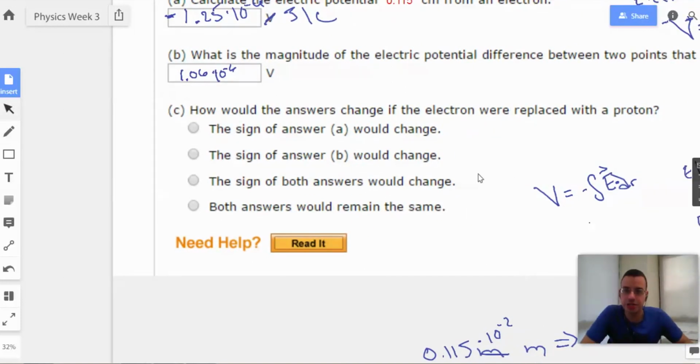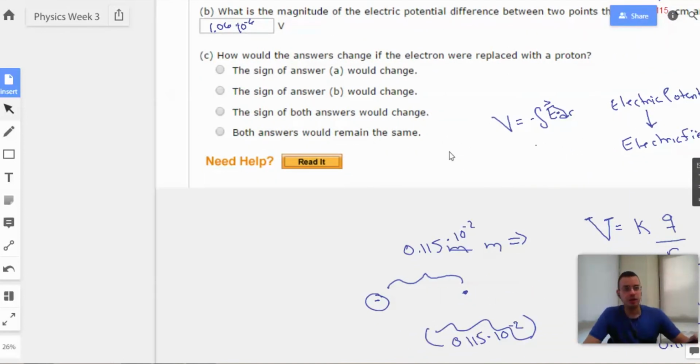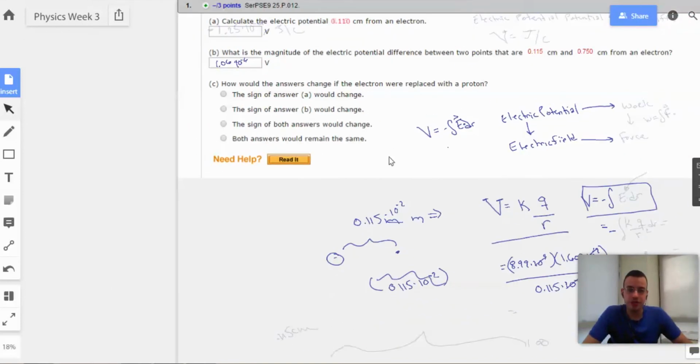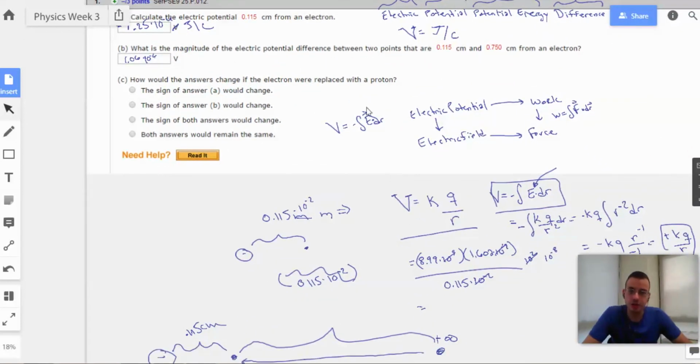Alright, then part C, how would the answers change if the electron were replaced by a proton? So this goes back to what we discussed earlier. We just got to see when the charge matters and when it doesn't. So voltage is kq over r. Therefore, even though voltage is a scalar, it can be positive or negative. Therefore, this q, if it's a proton as opposed to an electron, would flip the sign. So the sign of A would change.